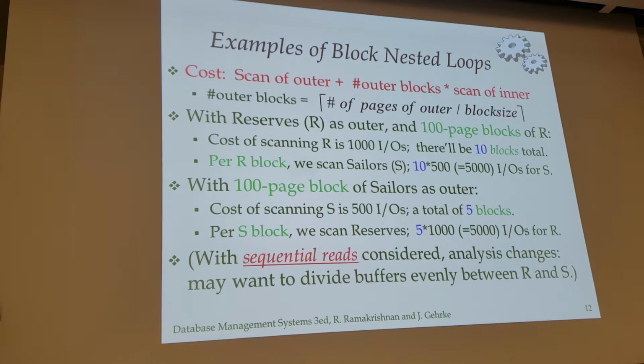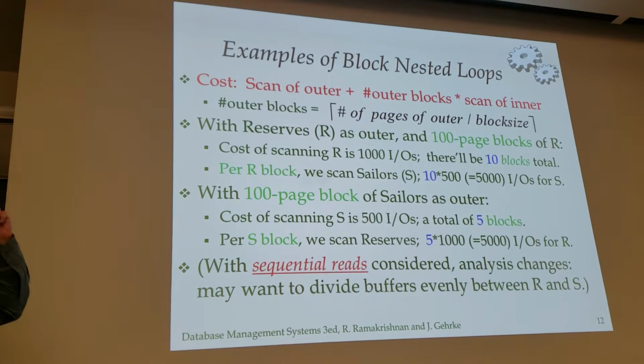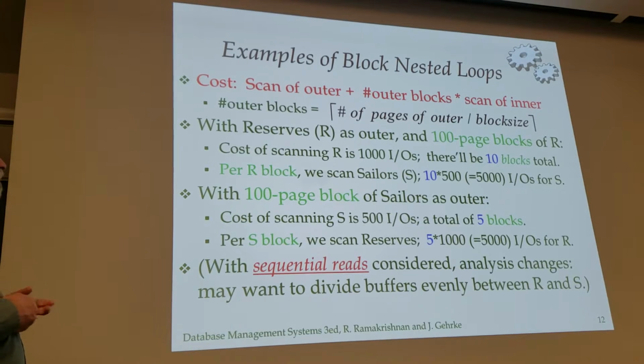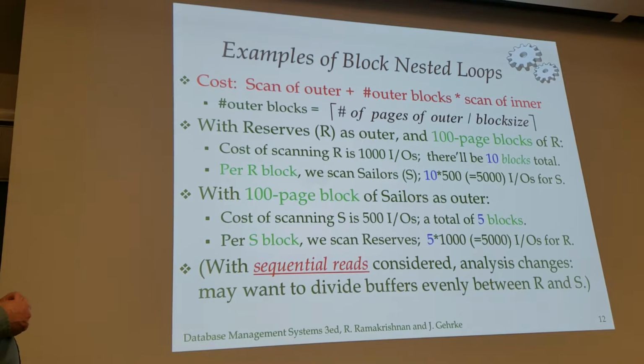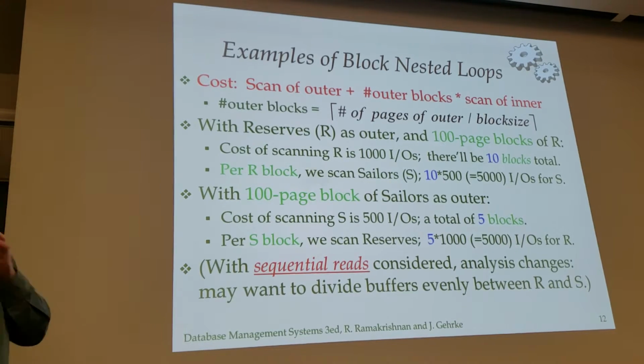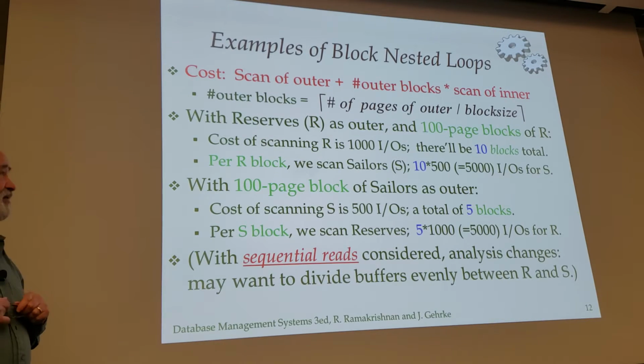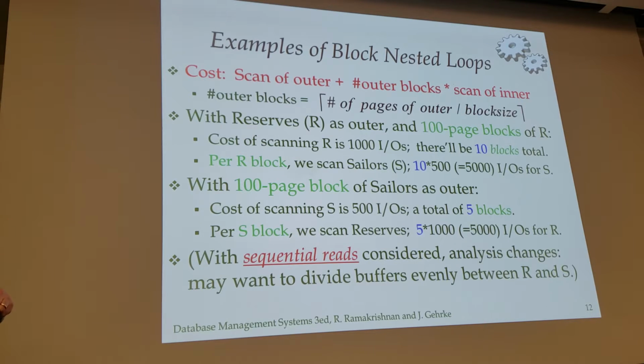So basically, if you have Reserves as the outer, and you have 100-page size groups of R, your hash table has 100 pages inside it, then basically the cost of scanning R is going to be 1,000, so that's the outer, that's going to be 1,000. And there will be 10 groups, right? There will be 10 groups. Again, I hate the term blocks for this. There will be 10 groups total that you end up having.